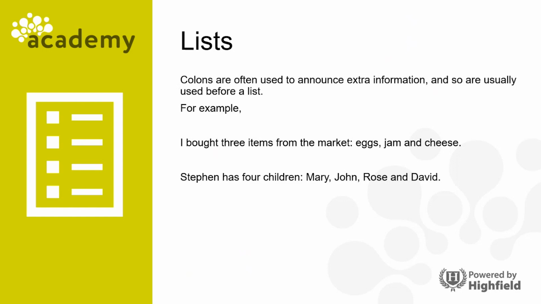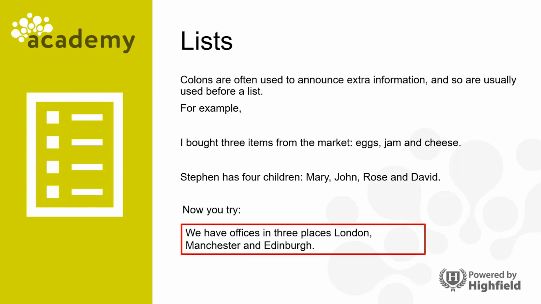Stephen has 4 children: Mary, John, Rose, and David. You can see that each of these examples contain a statement and then a list of things related to that statement after a colon. Now let's see if you can add a colon in the correct place in the following sentence. We have offices in 3 places, London, Manchester, and Edinburgh. You can pause the video now to give you some time to do this.